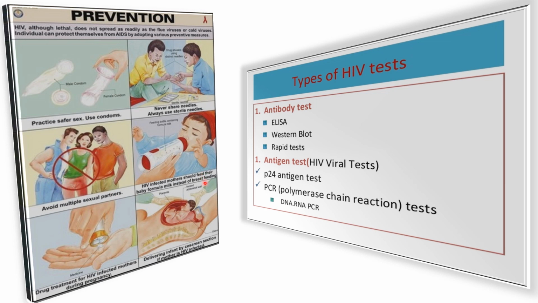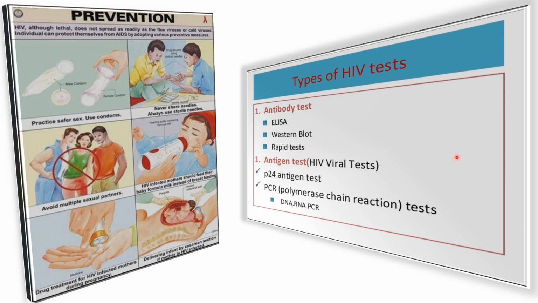Here, HIV infected mothers should feed their baby with formula milk and should avoid breastfeeding. The infected mother should not promote breastfeeding. Next, drug treatment for HIV during pregnancy. Some medication should be taken by pregnant women to avoid infection to the developing fetus. Then delivering the infant by cesarean section. Here, the doctors do not prefer normal delivery. Instead of that, they get the baby out of the female body by cesarean section. These are some preventive measures.